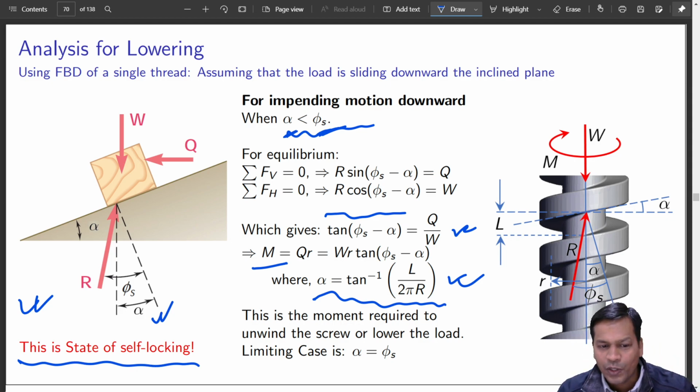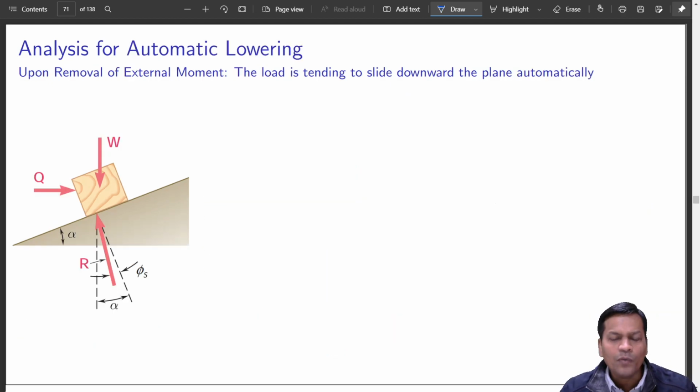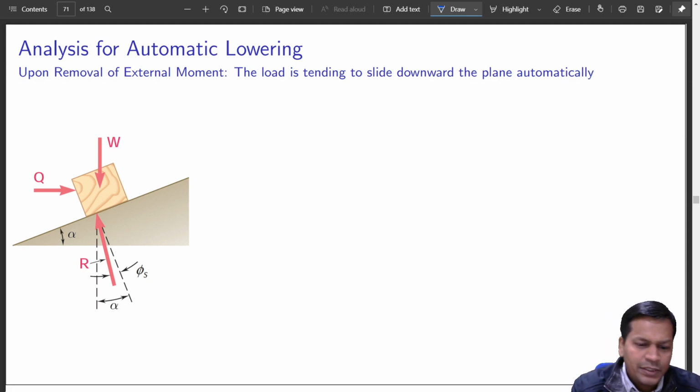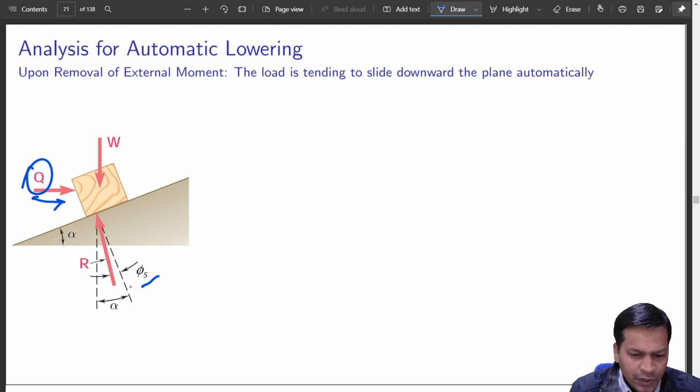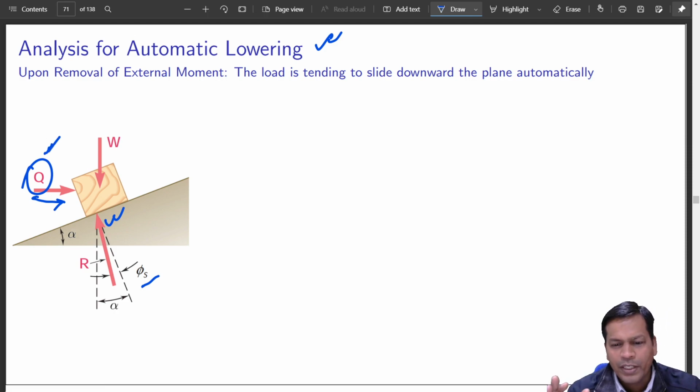So this is the analysis for lowering. Earlier we did it for raising. Now we'll do automatic lowering, or the minimum force that is required from this side so as to hold it. This time I have assumed psi s is this. I am trying to push it like this, so the reaction force is in this direction. This is the minimum force I want to analyze for automatic lowering. I'll equate it to 0, so as to create a boundary condition.